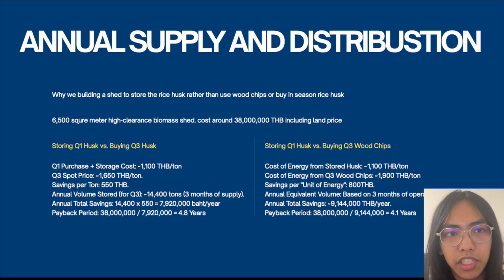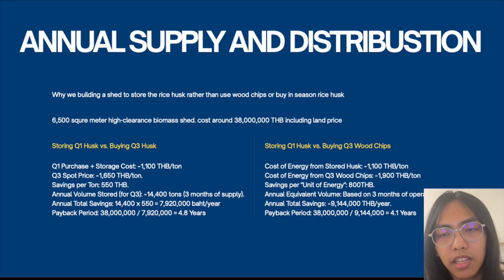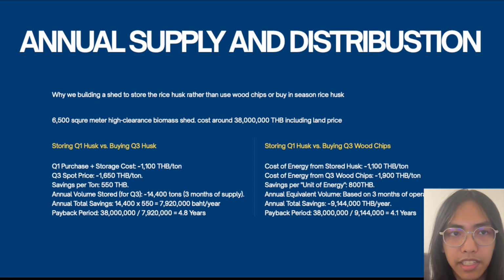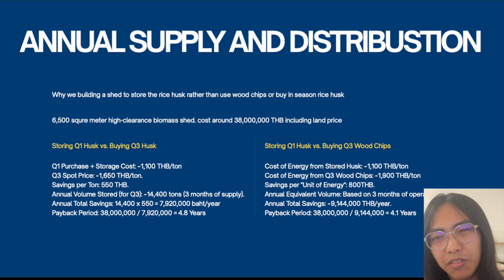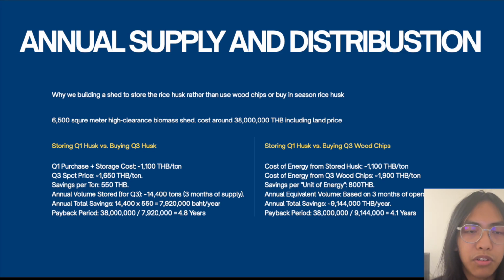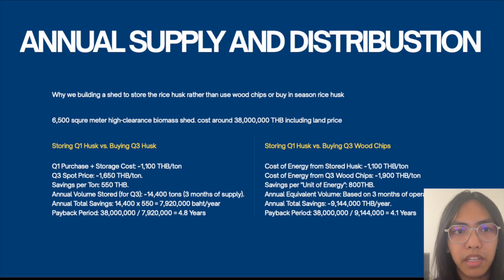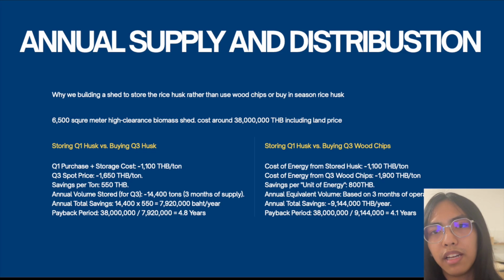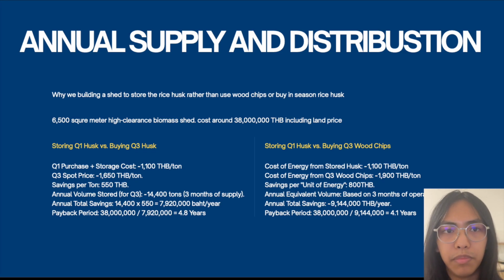So the Q2 purchase plus storage cost will be around 1,100 baht per ton. If we buy the rice husk in the third quarter, it will be around 1,650 baht per ton. So it is saving around 550 baht per ton. So the annual total saving will be roughly 7,920,000 baht per year, and the payback period will be around 4.8 years, and after that it will be pure profit.